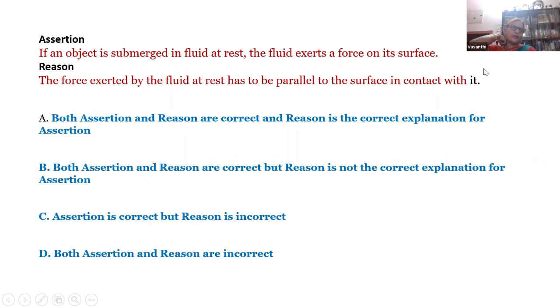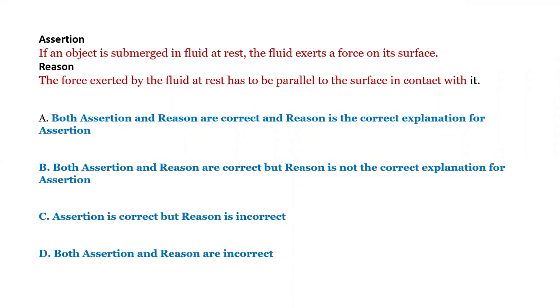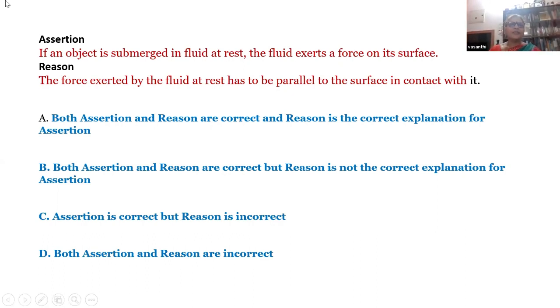So, assertion-reason question. Assertion: if an object is submerged in a fluid at rest, the fluid exerts a force on its surface. Reason: the force exerted by the fluid at rest has to be parallel to the surface in contact with it. Which is the correct option? I think option C, ma'am. Option C. What you're thinking is correct. The assertion is correct, but the reason is incorrect.